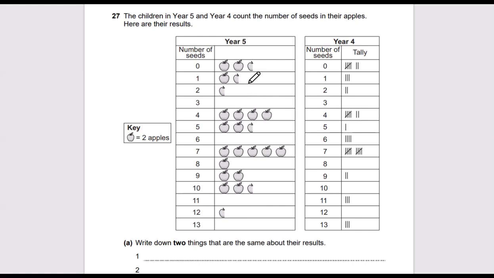Same about their results: you can see here this is empty, there's no apple with number of seeds 3. That's one same thing. Can you find another one, guys? Okay, we got it. This one is a 10, this is also 10, so that's the same. So we type down our answer here.